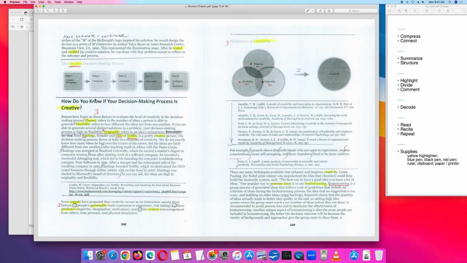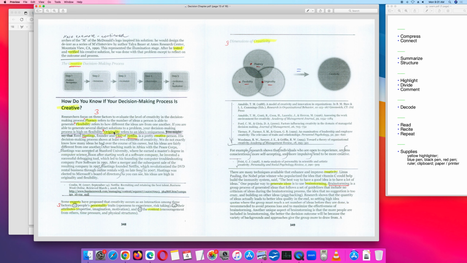Okay. So we're still talking about creative. And whenever you can make a list, 1, 2, 3 here. How do you know if the decision making is creative? 1, 2, 3: fluency, flexibility, originality, which is in the creativity. Fluency is number of ideas. Flexibility is different ideas. Originality is uniqueness. So again, how do you know if your decision making is creative? Fluency, flexibility, originality. Okay, let's do an acronym: FFO, FOF, or OFF. It's a word. Originality, flexibility, and fluency.